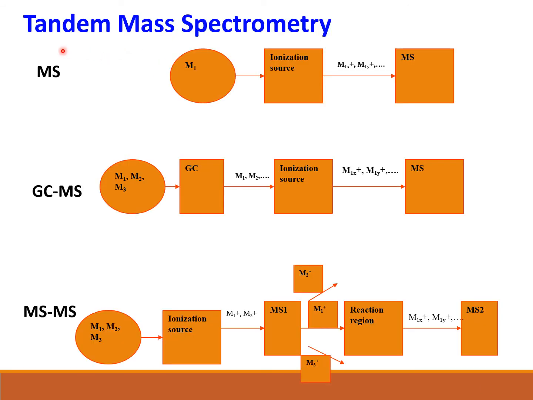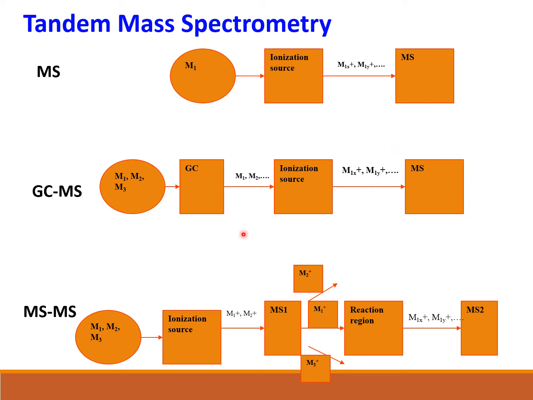In this slide, it is showing three setups. The first one is MS, where it has one MS, which I'm circling here. Then GCMS, or it could be LCMS, with one chromatography, GC or LC, and then one MS.